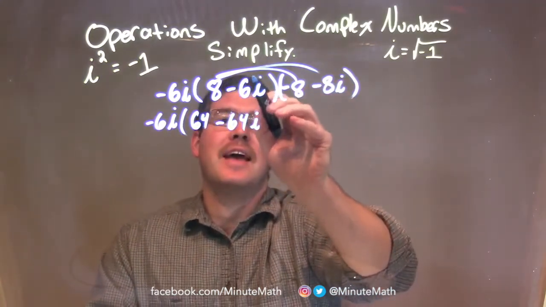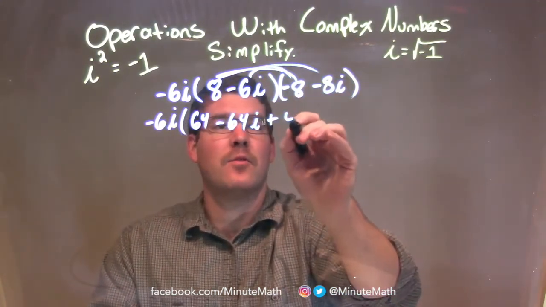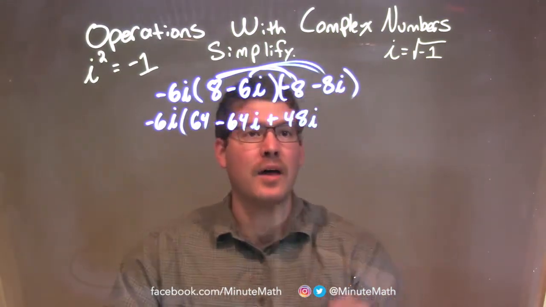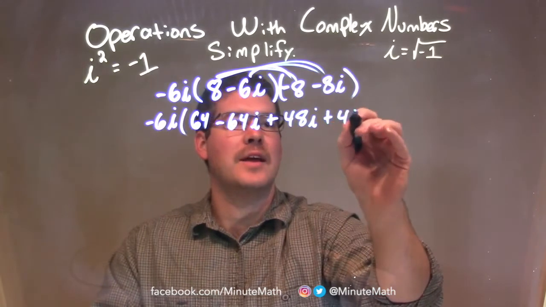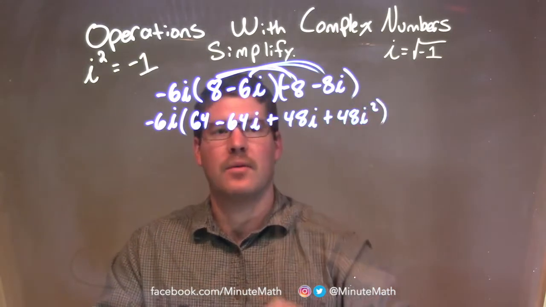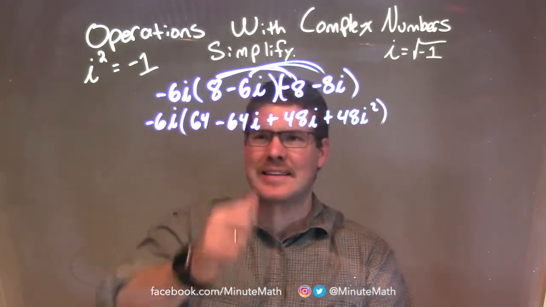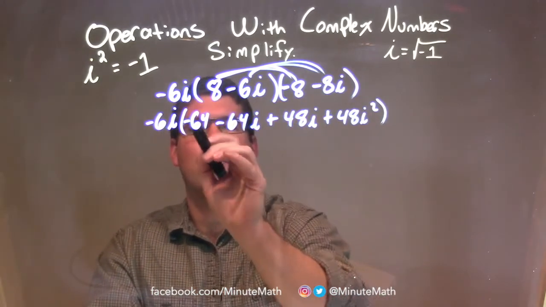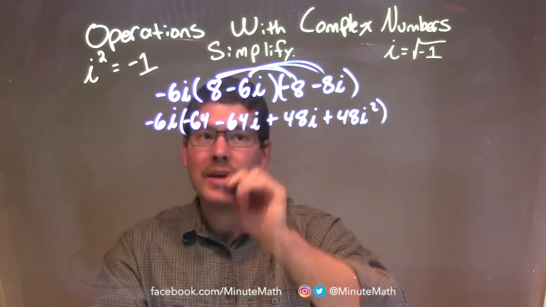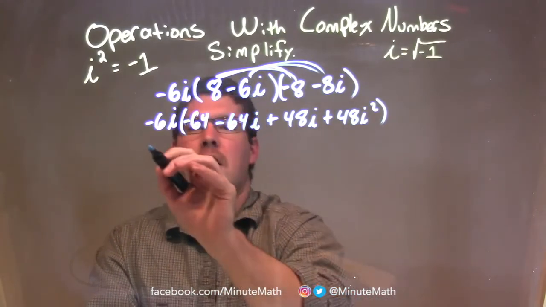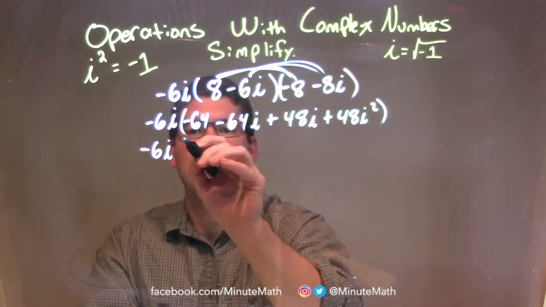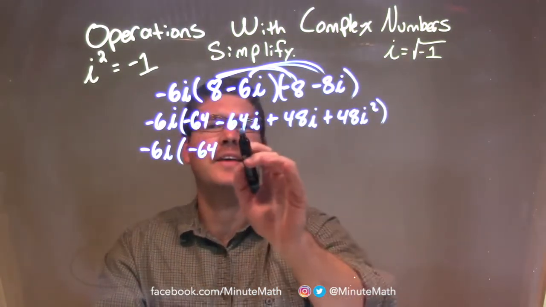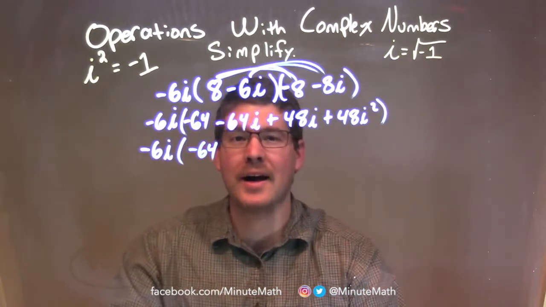Negative 6 times 8, or negative 8, is a positive 48i, and negative 6 times a negative 8i is a positive 48i squared. So let's see if we can simplify this down a little bit here. 8 times 8 is a negative 64. Almost forgot that part. Good thing I remembered it. All right, negative 6i times, negative 64 out front here. Let's combine negative 64i plus 48i.